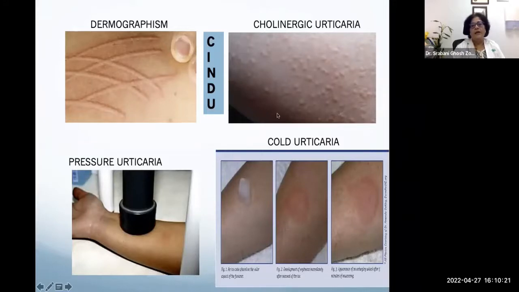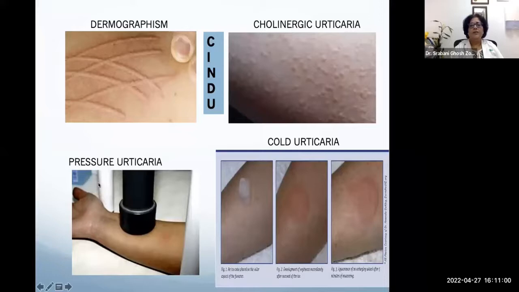So physical urticarias are a group of urticarias where mechanical, thermal, solar, etc. radiation can cause urticarial lesions. And dermographism is the most common form. You must have come across patients who complain of these linear urticarial lesions on stroking. Do reassure your patients. The presence of dermographism alone does not warrant any treatment. If your patients are symptomatic, only then they need treatment. Otherwise, the patient should be reassured if they are not having symptoms.